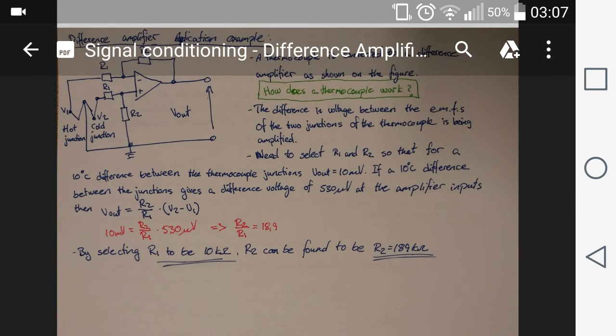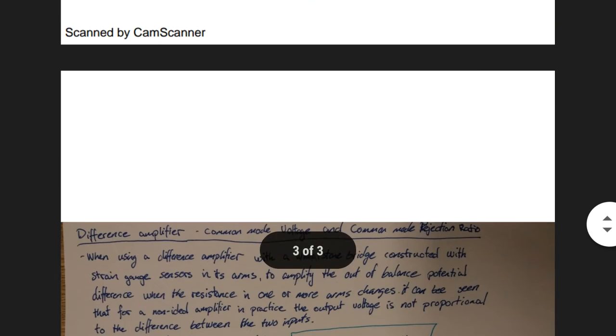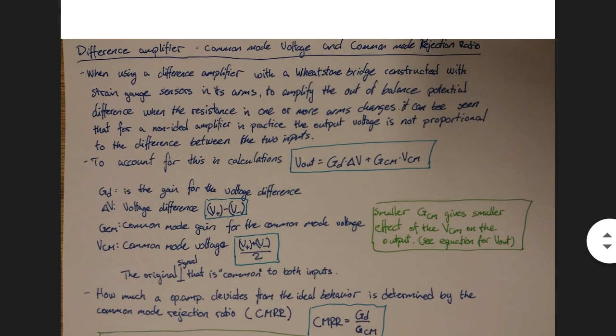So with these calculations, we have designed a simple signal conditioning circuit with a difference amplifier, where we have found the resistors to be used in this circuit. Now, for difference amplifiers and op-amp amplifiers in general, there are two concepts that I would like to explain here. One is the common mode voltage and the other is the common mode rejection ratio.